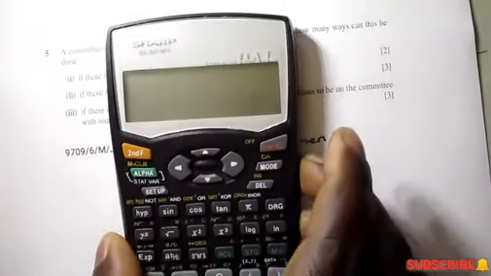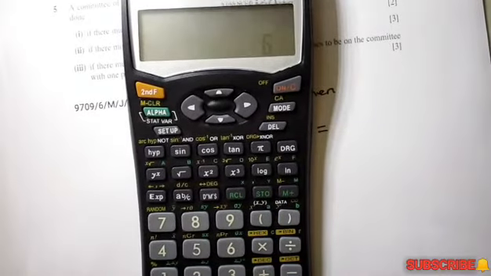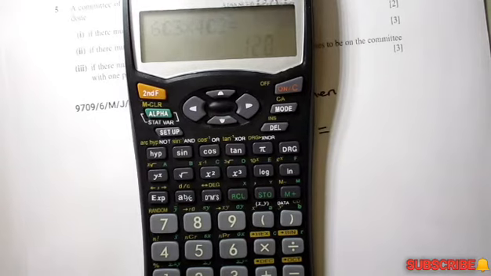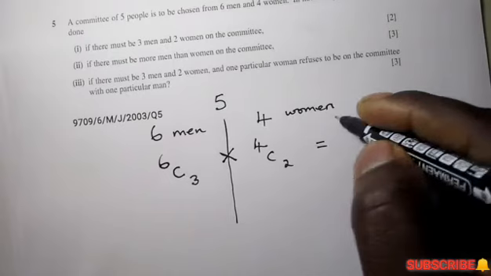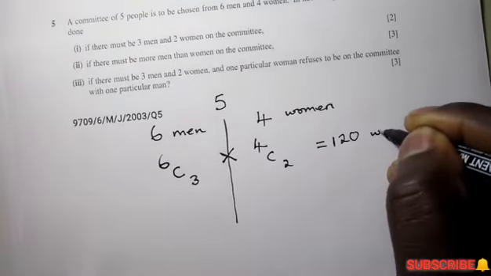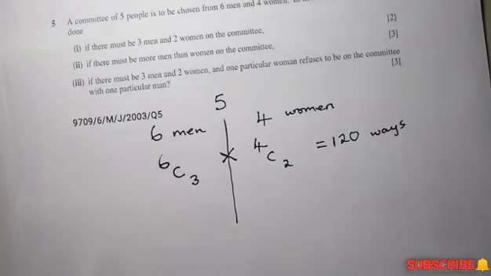So this is our calculator. You punch 6 first, then you punch second function. Combination is on 5, then you punch 5. Since we need 3, it's 6 choose 3, multiplied by 4, second function, choose 2. You get 120. So it means that the committee can be chosen in 120 ways. So this is the first part of the question. I hope you are listening, class.